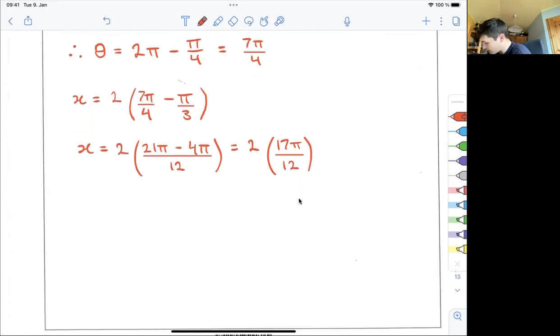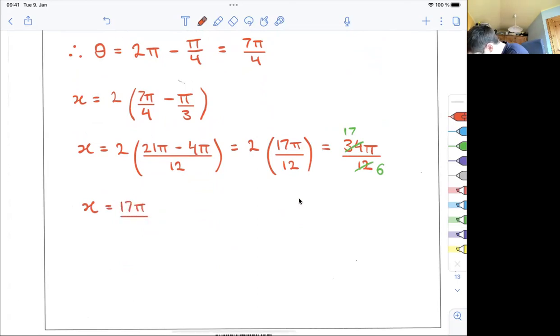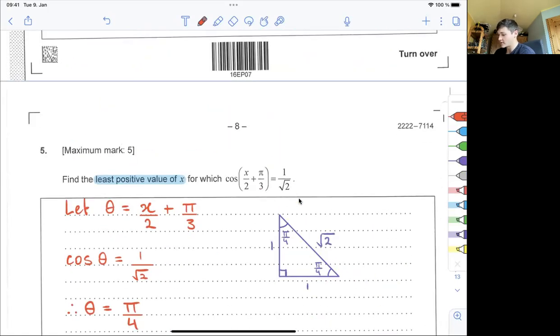Then that is going to equal 34 pi over 12. And to finish up, we have a common factor between these two of 2, so we change this to 17 and this to 6, dividing them both by 2. And so our final answer is x is equal to 17 pi over 6. And that is the least positive value of x that satisfies the equation up here.